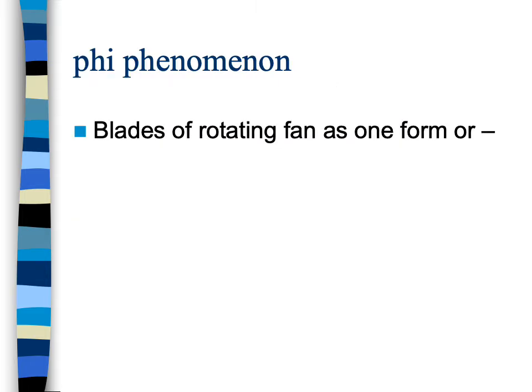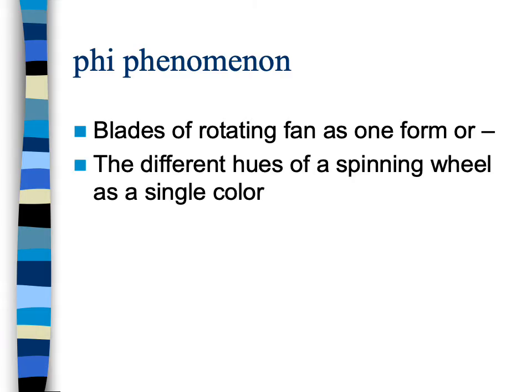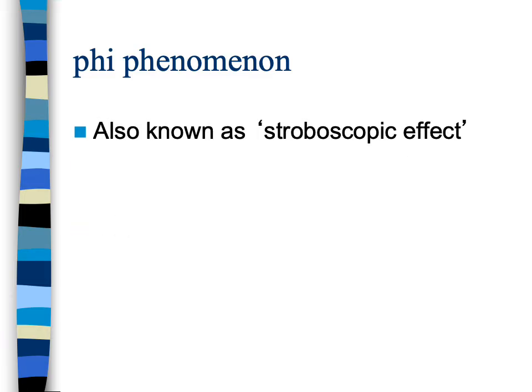There's another thing that helps with cinema to see independent images as one. That's the phi phenomenon. You've all seen this, like blades of a rotating fan, they sort of form one form, or different hues of a spinning wheel look like a single color. Cars, hubcaps, when they're spinning along, look like one thing, and they often look like they're rotating back. That's the phi phenomenon, and that was discovered in 1912. It's also known as the stroboscopic effect. So if you see phi phenomenon, remember that's also the stroboscopic effect.